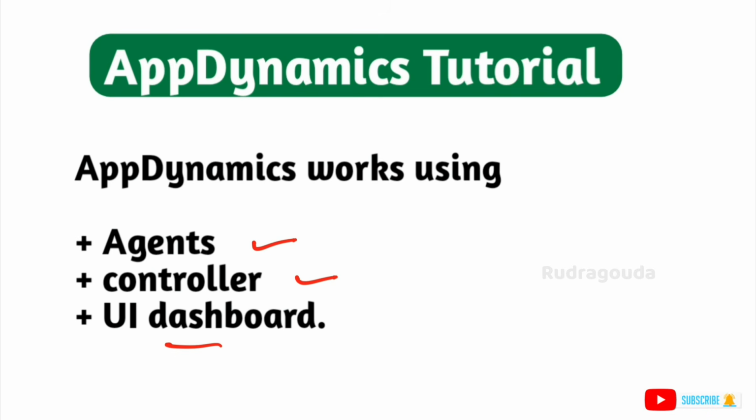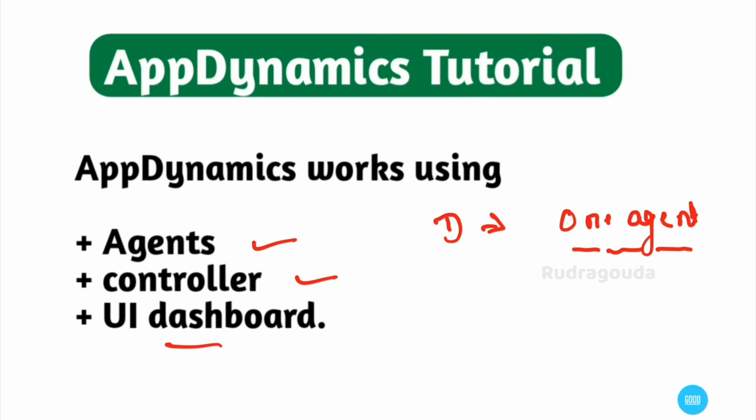Right? Suppose if you consider Dynatrace, there we learned about the Dynatrace OneAgent. With the help of that only, it's able to collect all the metrics, applications, everything, and send the data to the Dynatrace console. Like that, in the case of Appdynamics, we have agents for different monitoring, different agents.